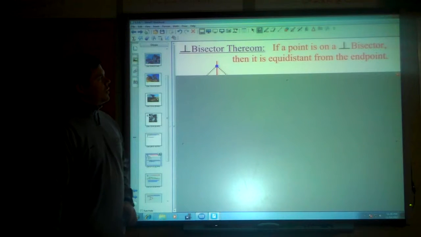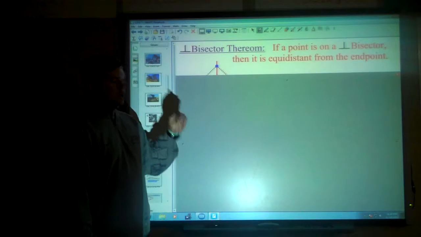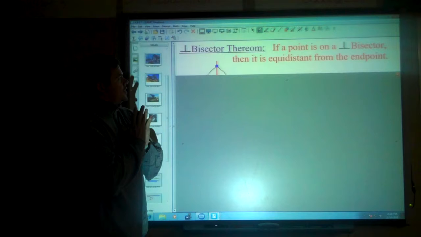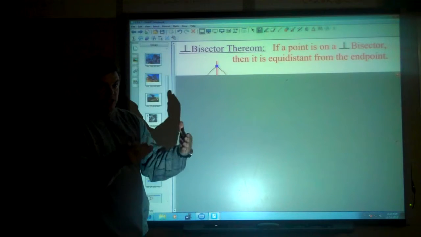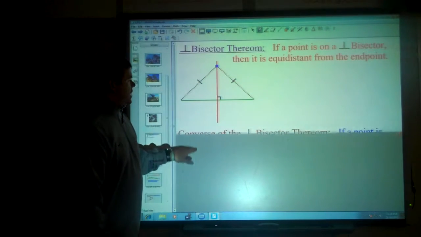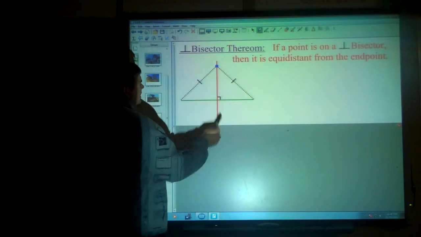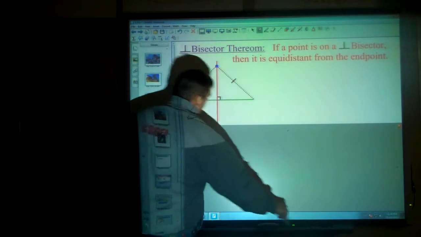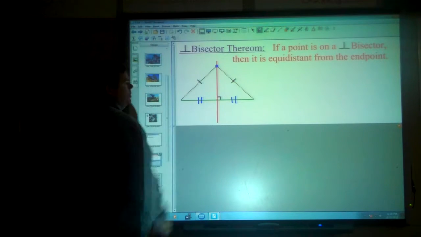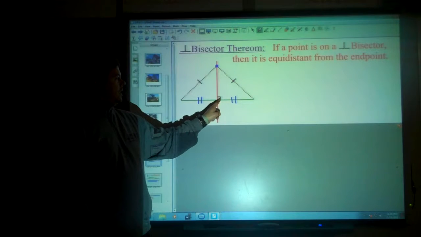Now, the perpendicular bisector theorem states that if a point is on a perpendicular bisector, on the bisecting portion that's crossing a segment itself, then it will be equidistant, the same distance, from the endpoints. So this is a diagram of that. Let's say the green line right here is the segment that's being bisected. That means that this distance here and here would be exactly the same because it's bisected. It's perpendicular, meaning that's 90 degrees.